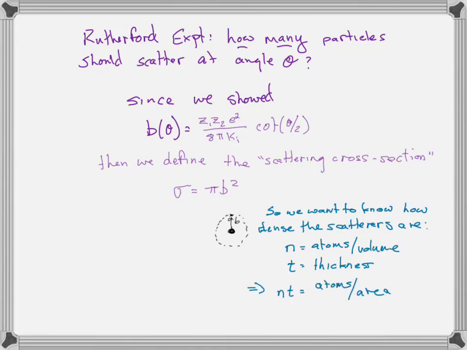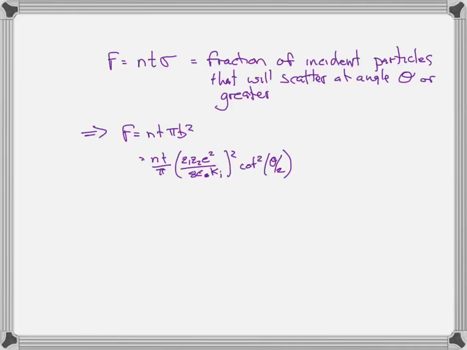Again, if we imagine that we are looking head on at this gold foil, then the number of atoms per unit area that we will see in any area is n times t. Therefore, the fraction of particles that scatter at an angle greater than theta, the fraction of particles that are within a distance b of any one atom, is going to be nt times sigma. So plugging in the cross-section and the impact parameter, you get this.